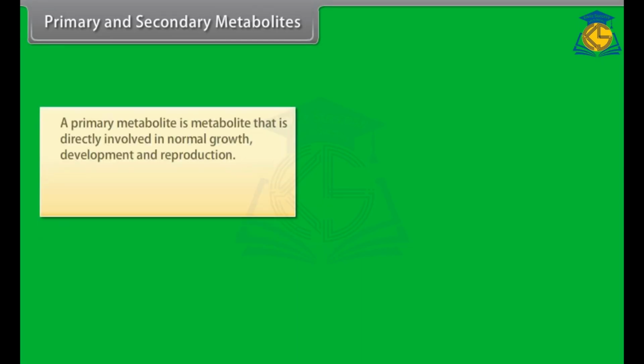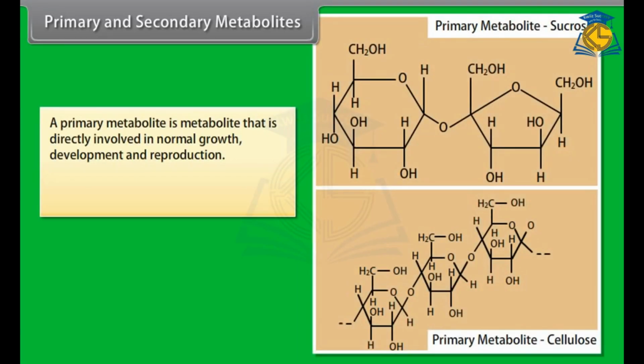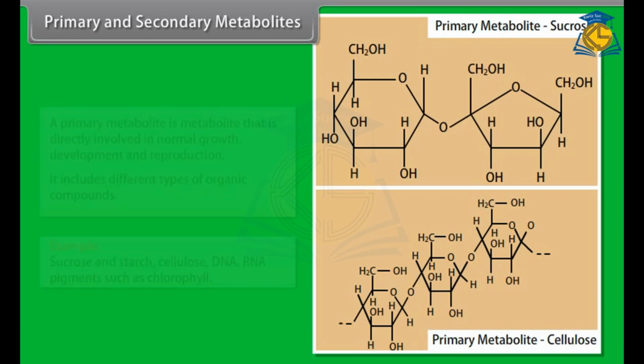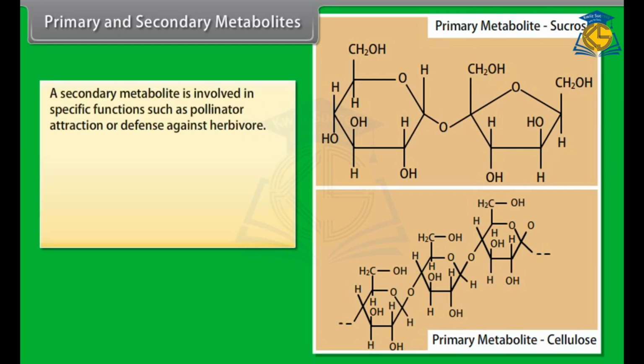Primary and secondary metabolites. A primary metabolite is a metabolite that is directly involved in normal growth, development, and reproduction. It includes different types of organic compounds. Examples are sucrose and starch, cellulose, DNA, RNA, pigments such as chlorophyll. A secondary metabolite is involved in specific functions such as pollinator attraction or defense against herbivores.